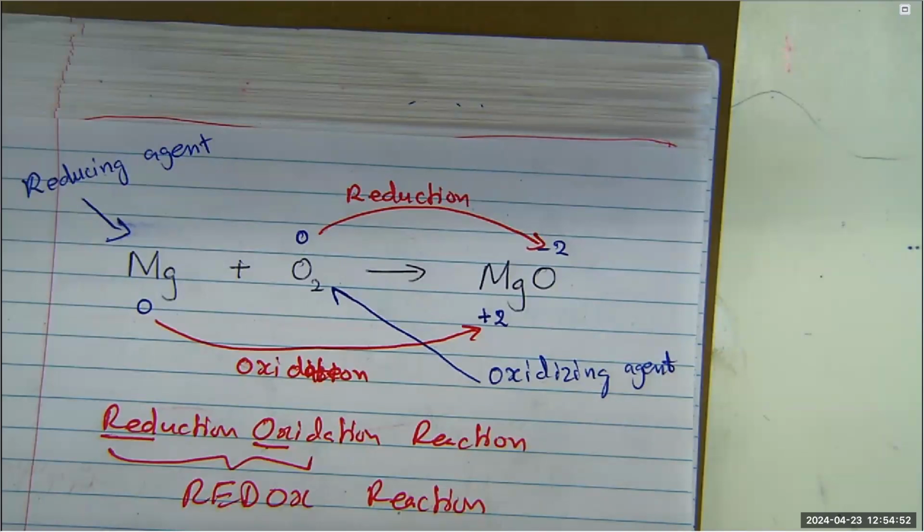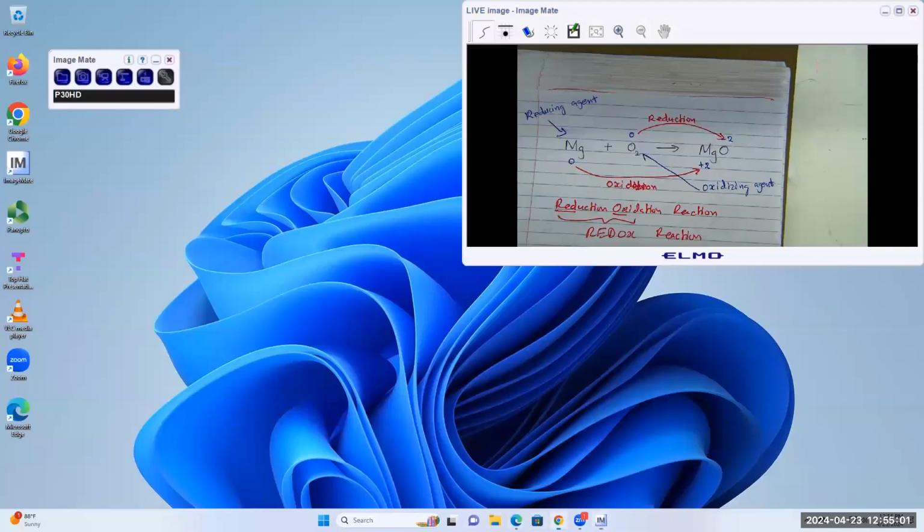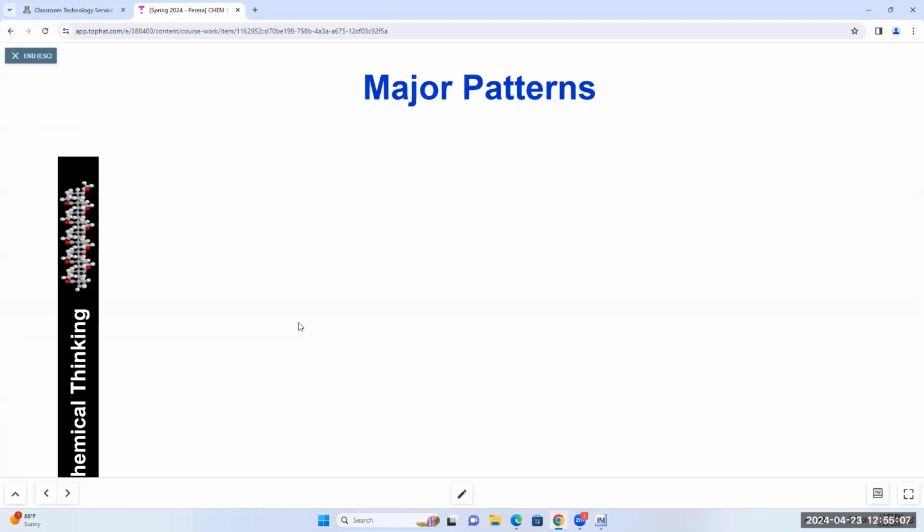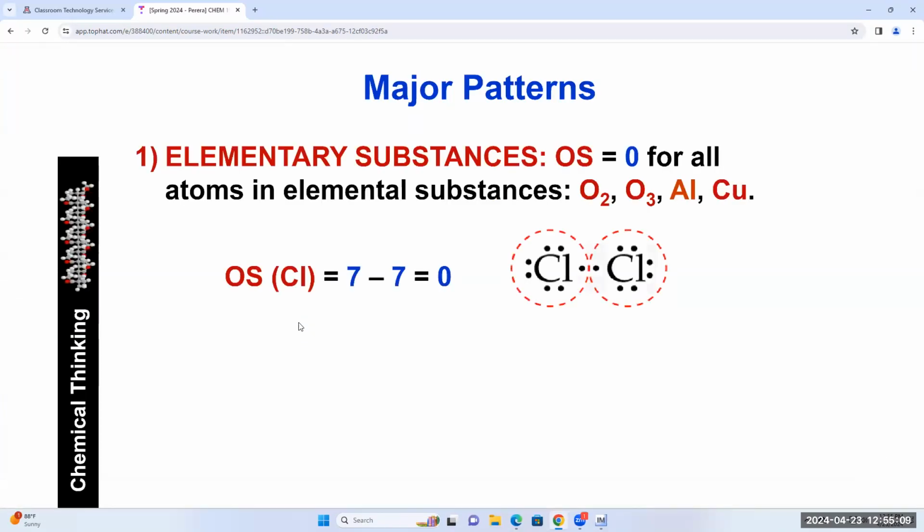Now, if you have an element by itself, like magnesium, we know its oxidation state is 0, right? So I can boil it down to some patterns like this. Elementary substances, meaning pure substances, are not bonded with anything else. They are bonded with the same thing or not bonded at all. For example, O2, O3, aluminum, copper, magnesium. In their elementary form, they will have an oxidation state of 0 because they are not bonded to anything else.